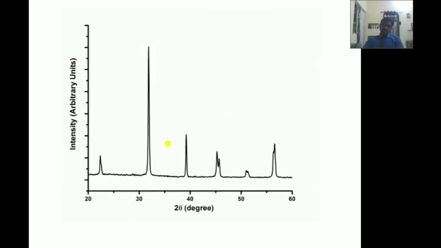So this graph indicates that some peaks are highly intense, some peaks are low intensity, some peaks are merged, and some peaks have different full width at half maximum. So this intensity, width, and the mixture of two peaks will tell so many things and give so many ideas about your material. So we'll discuss one by one.